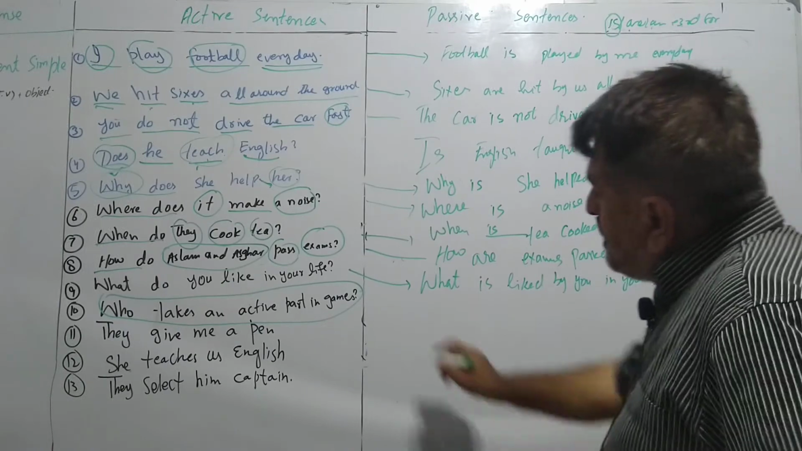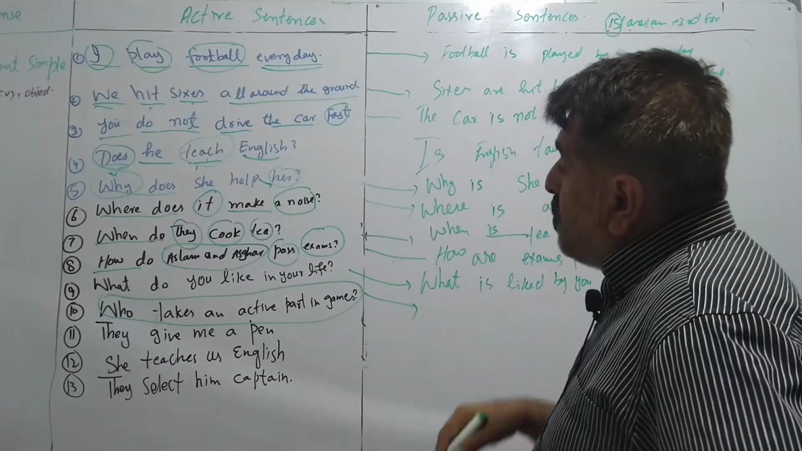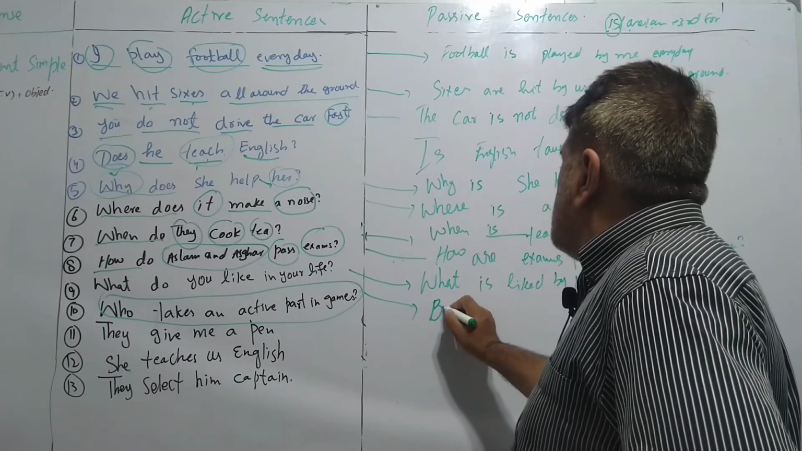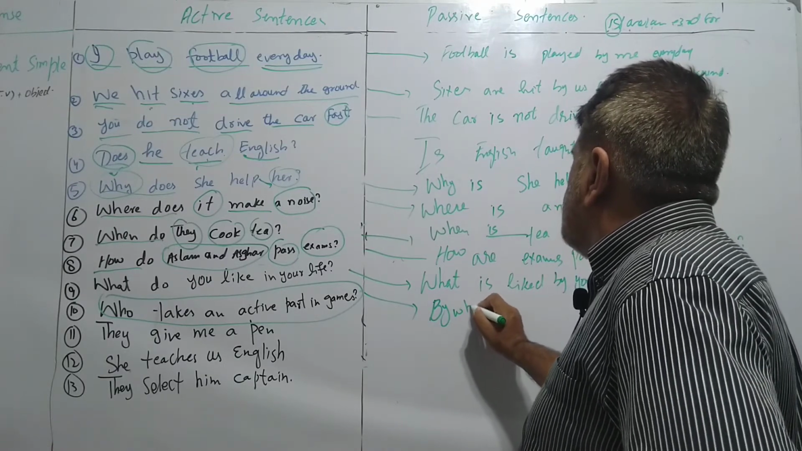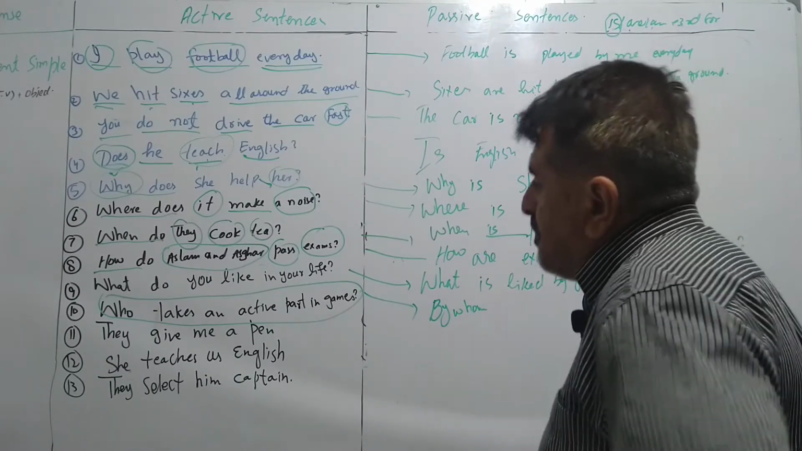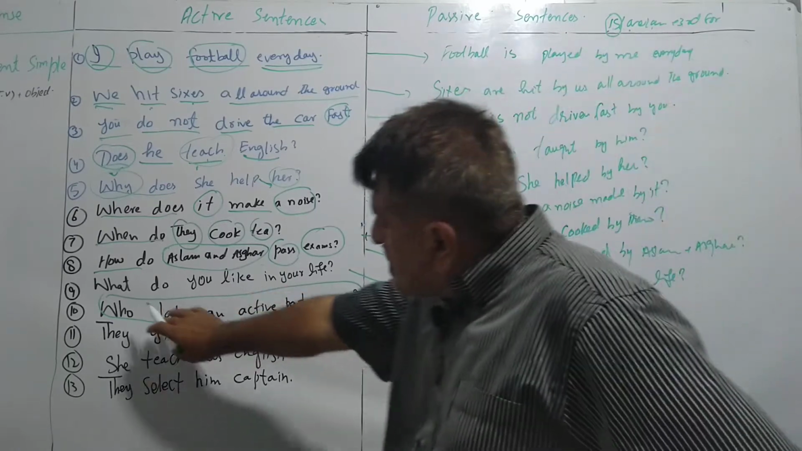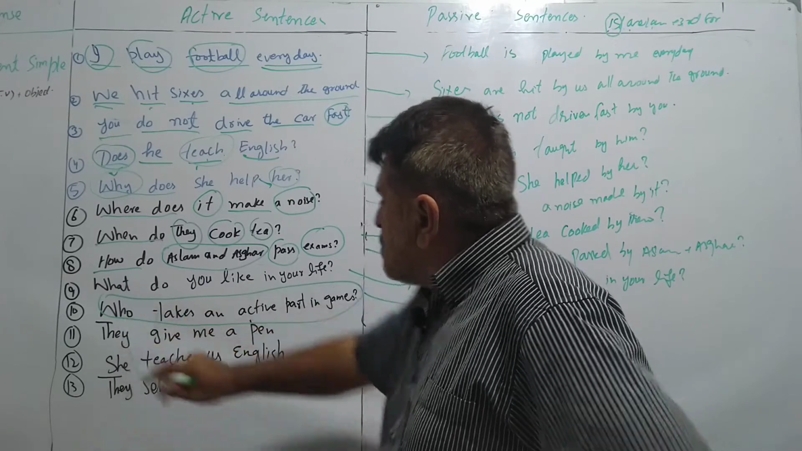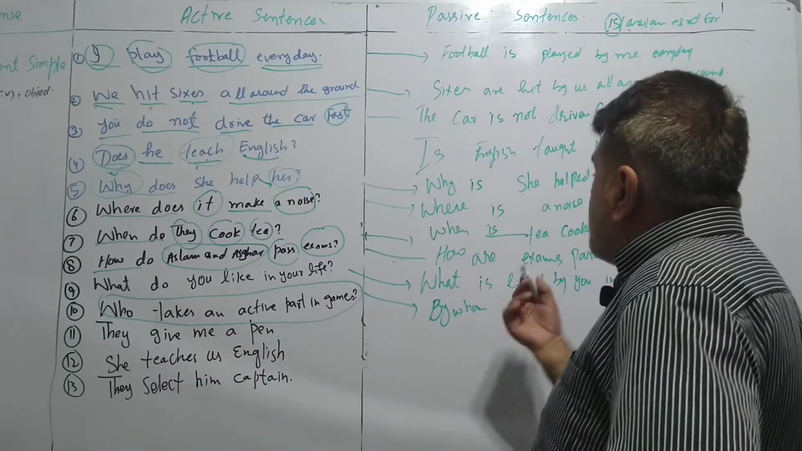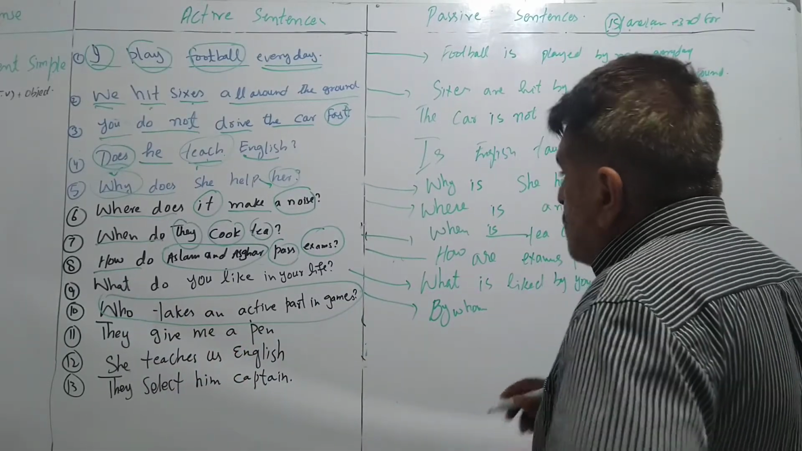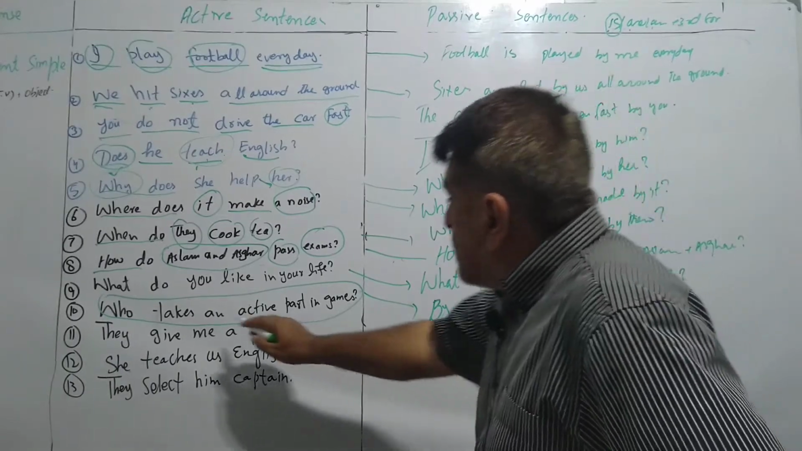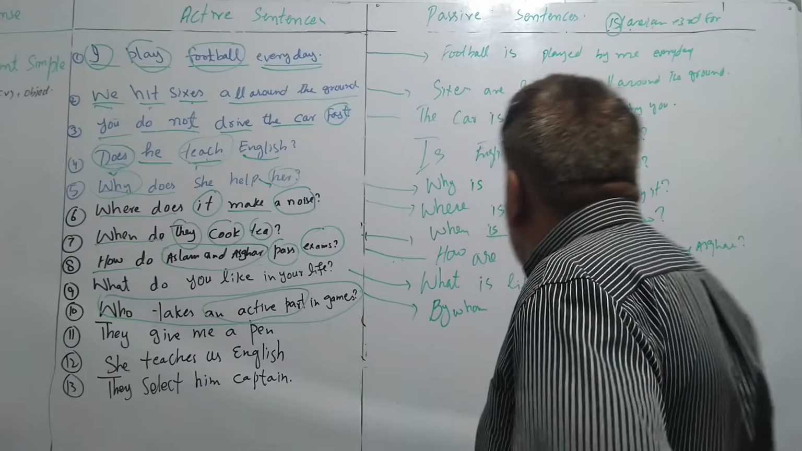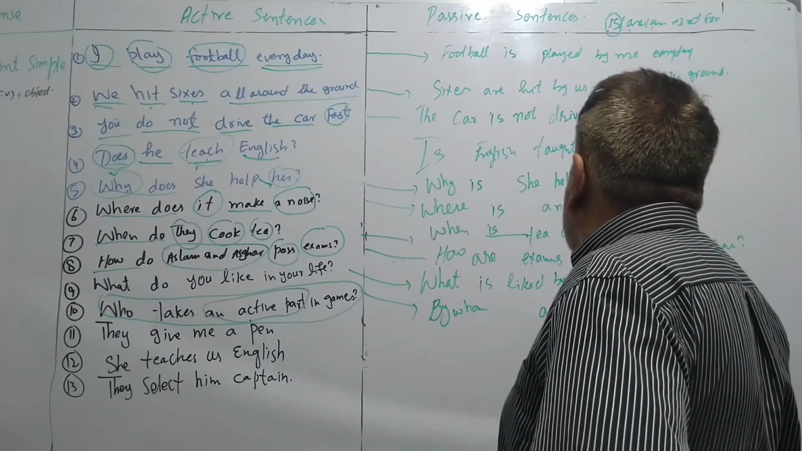Suppose this is a direct question, who takes... so write by whom, by whom. If you have this type of question and you have to change it into passive, then blindly write by whom. What is the object? The active part is the object. Write this one, the active part.